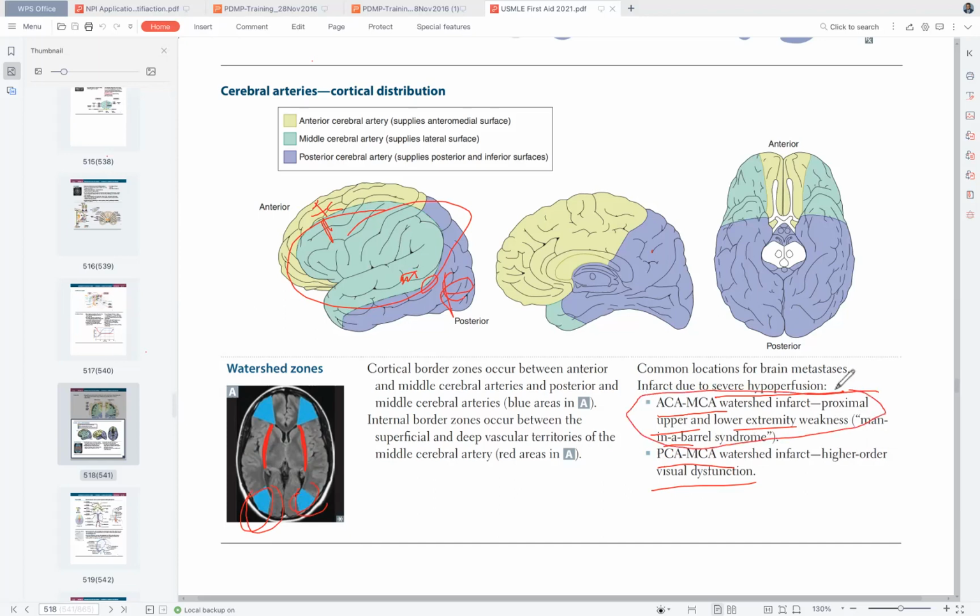So after surgery, or after RTA, you treated the patient and everything. Now he's having upper and lower extremity weakness. It's because the junction of the ACA and the MCA is affected. And ACA will come with what symptoms? The leg symptoms. MCA will come with the hand symptoms.